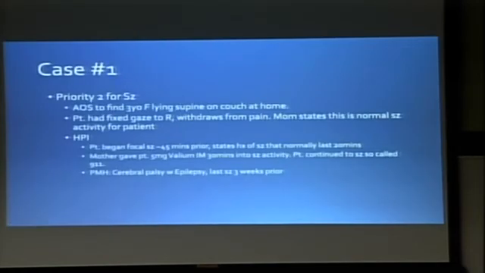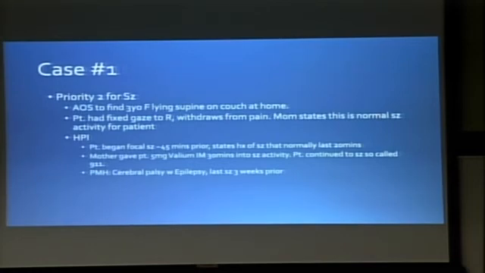Okay. On arrival, priority two for a seizure. On arrival, found a 3-year-old female lying supine on the couch at home. Patient had fixed gaze to the right, withdraws from pain. Mom states this is normal seizure activity for the patient. So you've already established this is a complex seizure.